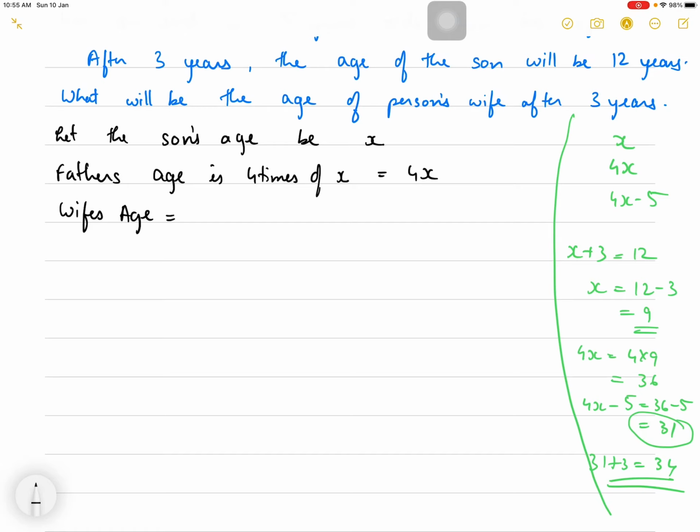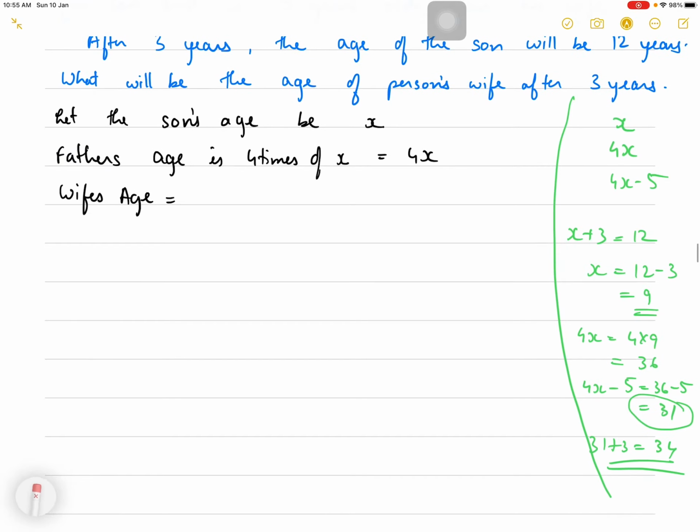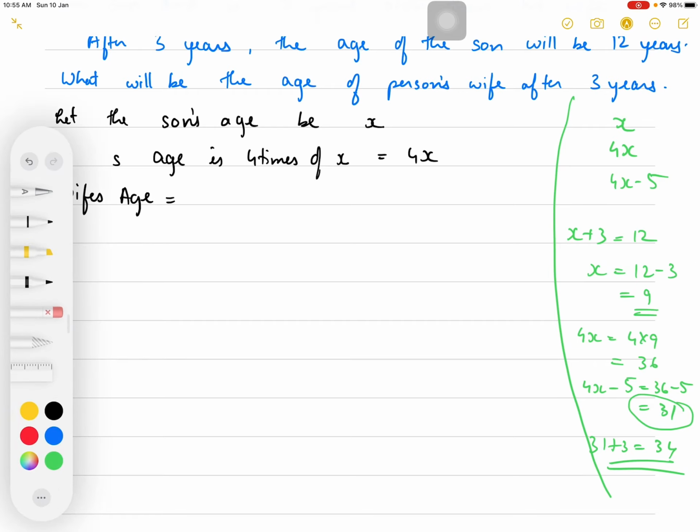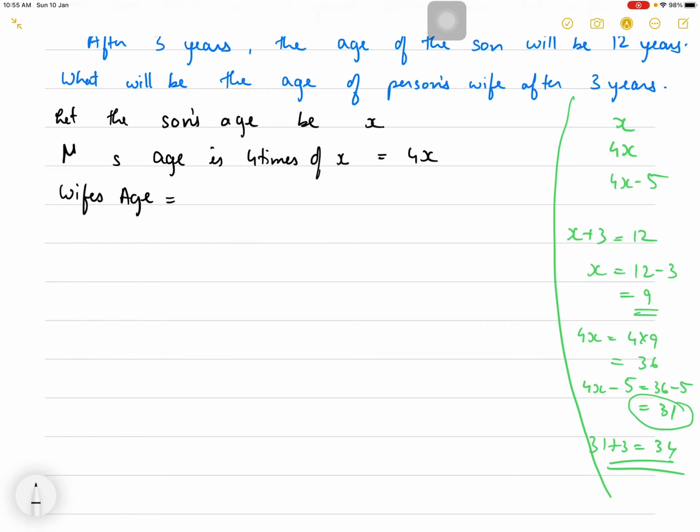is equal to husband's age minus 5. Instead of writing father's age, I'll write man's age. Okay, man's age is 4 times of x. Wife's age is equal to man's age minus 5, which is 4x minus 5.